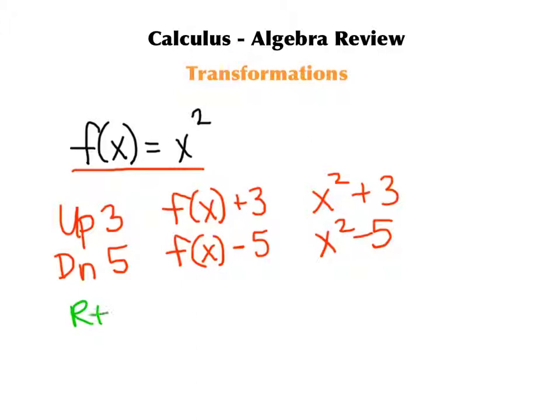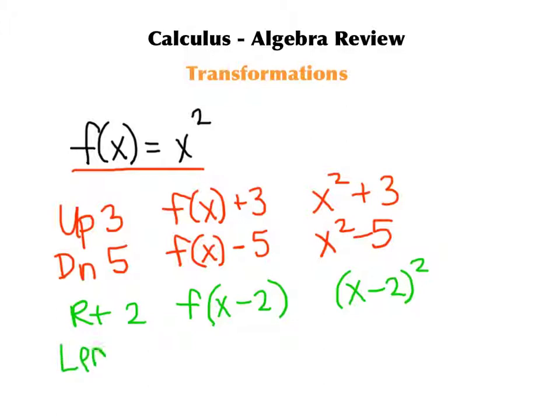If we wanted to move right, we'll say 2, we would just have to put it inside the parentheses. Now, you'd think it would be plus 2 because it's right 2, but it's actually opposite of what you'd think. When I'm writing it in terms of x squared, I would still need parentheses, x minus 2, and then the squared part. If I wanted to move left, we'll just say 1. That would be f of, and you guessed it, x plus 1. Or we could do x plus 1 and then squared.